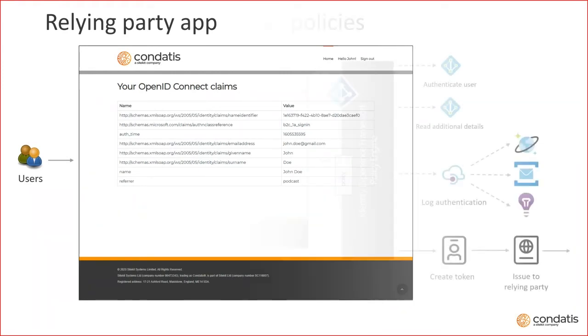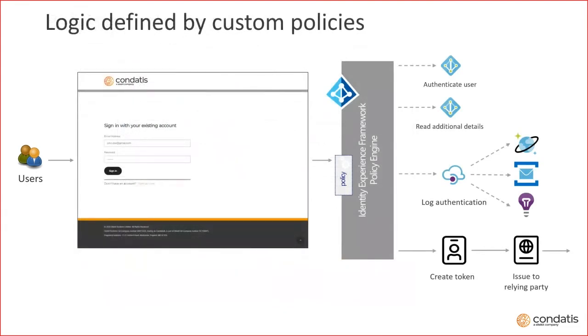So the important thing to take away from all of that is that the logic the policy engine executes is completely defined by the custom policies that we write. The steps that we executed there, the order that we executed them in, were entirely defined by us. They're not prescribed by B2C. We could change the order of these steps around, like we're seeing on the sign-in page. So we could, if we wanted to, log that an authentication has occurred before we even authenticate the user. I don't know why you would, but it's possible.